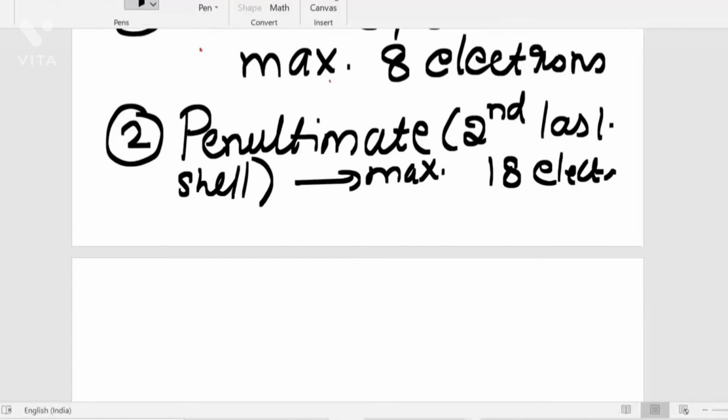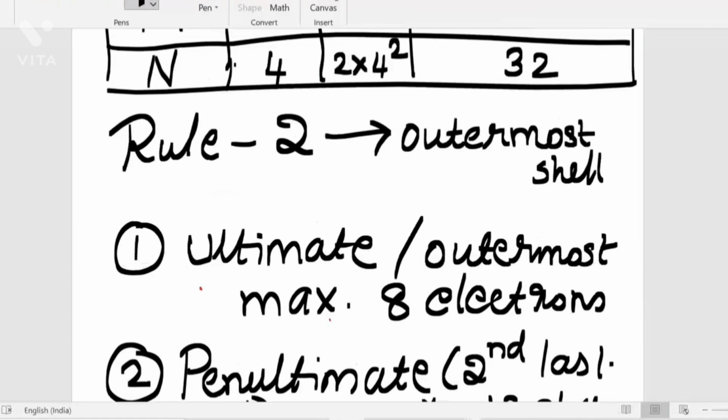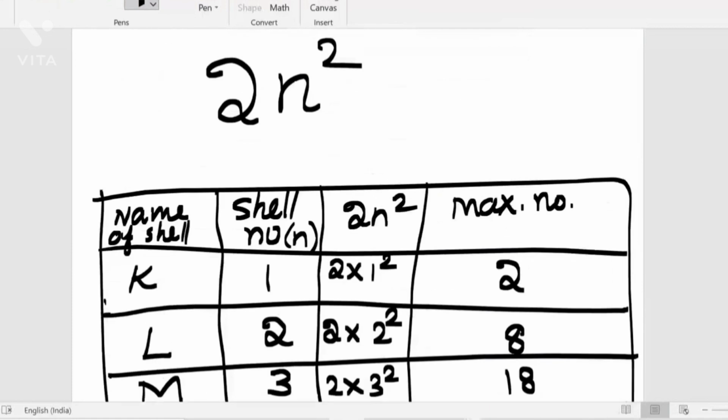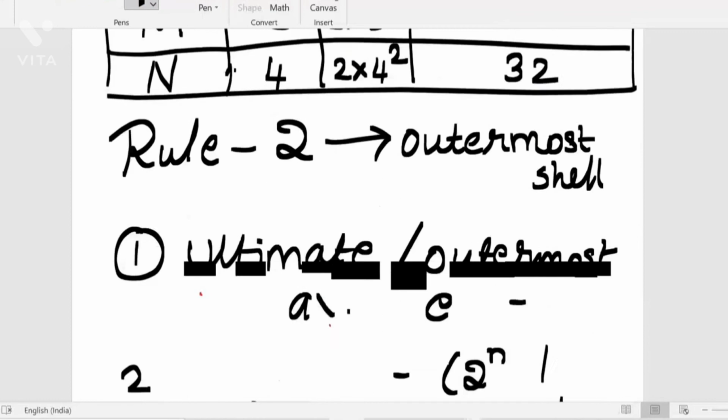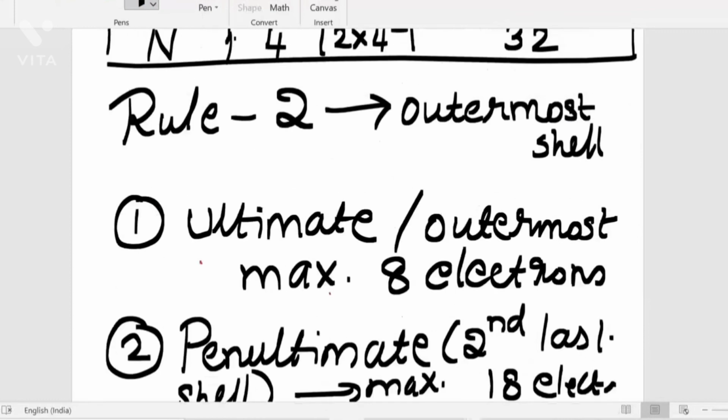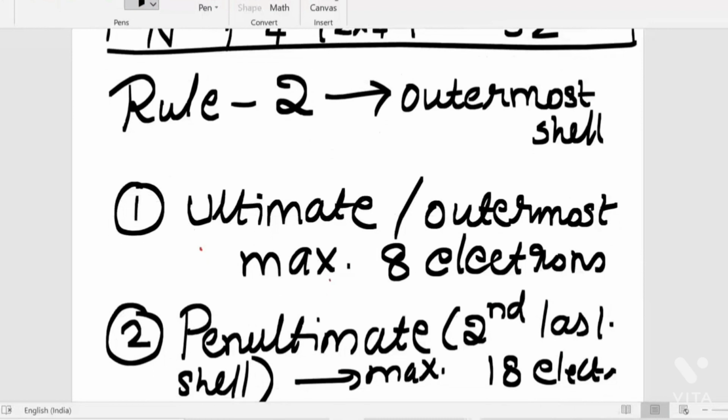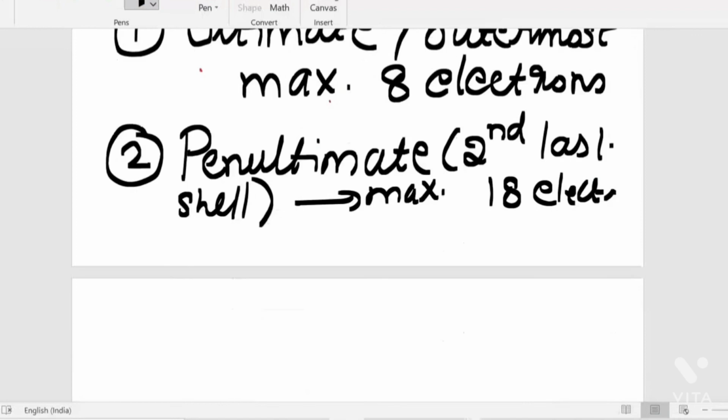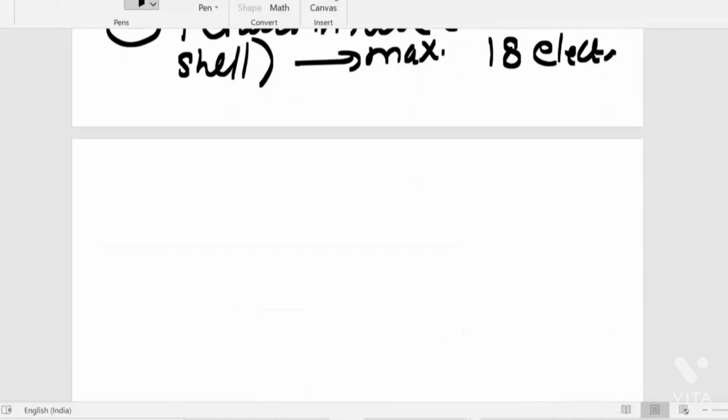Then, what are the rules we have to follow? We have seen 2 rules to distribute electrons. The first rule is following the formula 2n square. The second rule is about the outermost shell, that is the ultimate shell, maximum 8 electrons. And the second last shell or the penultimate shell, the maximum number of electrons is 18. Okay. So with this, it is very easy to draw an atom and to distribute electrons.